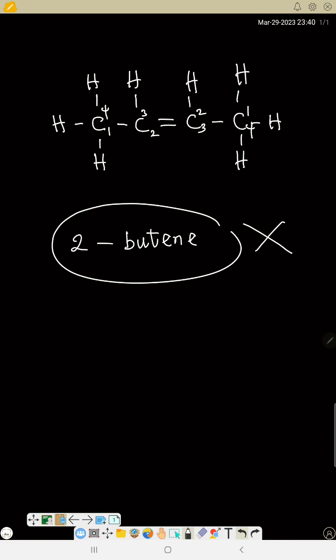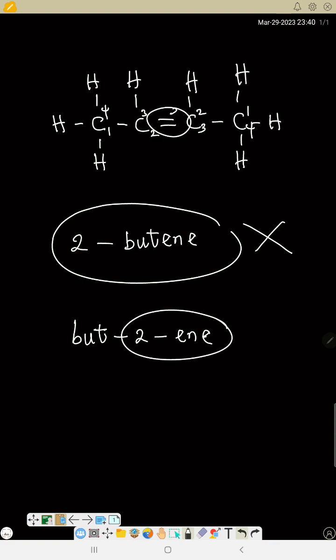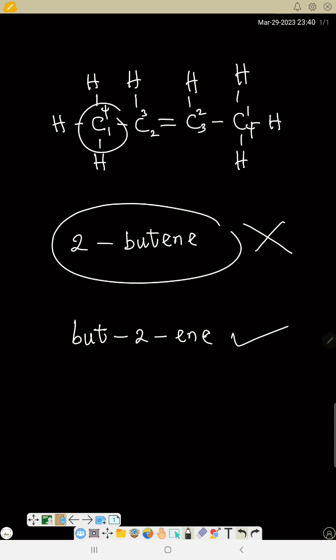The correct way of naming, you say but-2-ene, meaning that the double bond is after the 2nd carbon. So this one is the modern way of naming, that is but, because I have 4 carbons. So I know it's butene, but I have to state the position of that double bond before the ene. That means the position is after 2 carbon, that is but-2-ene. So this is the correct name now, but-2-ene.